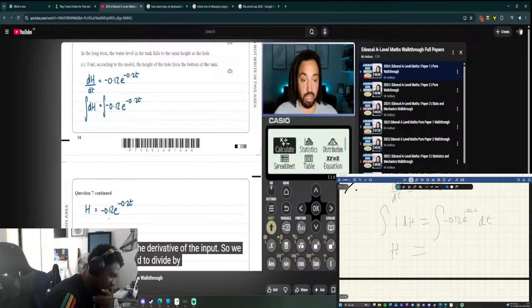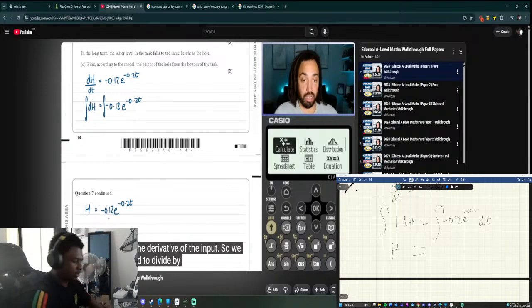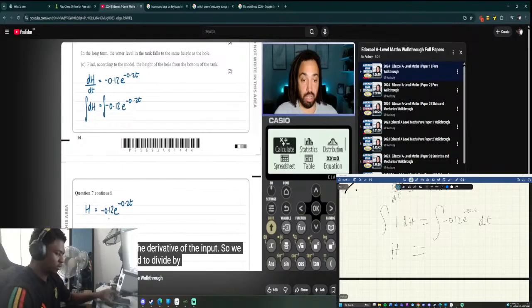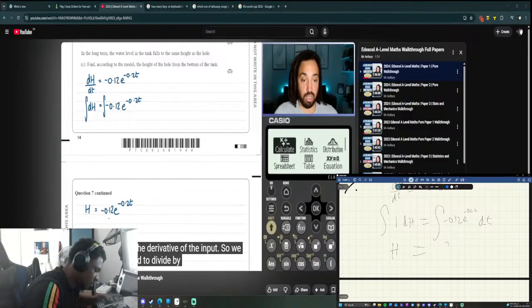Wouldn't it be like 0.2? So should I divide it by minus 0.2? Yes, I should. So it should be minus 0.12 divided by minus 0.2 to give me 3 over 5 e to the minus 0.2 t.